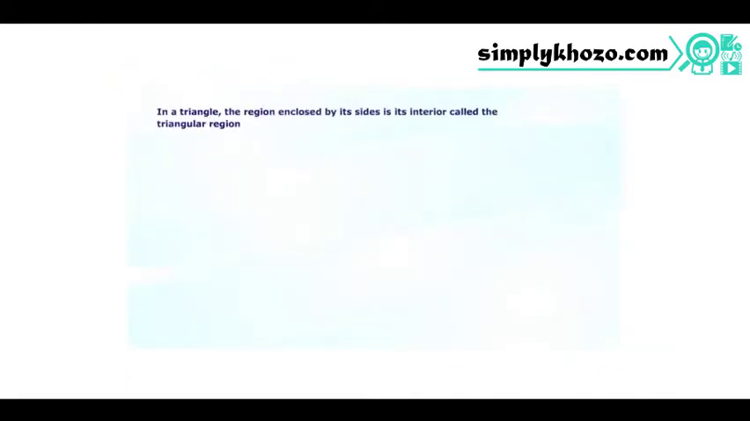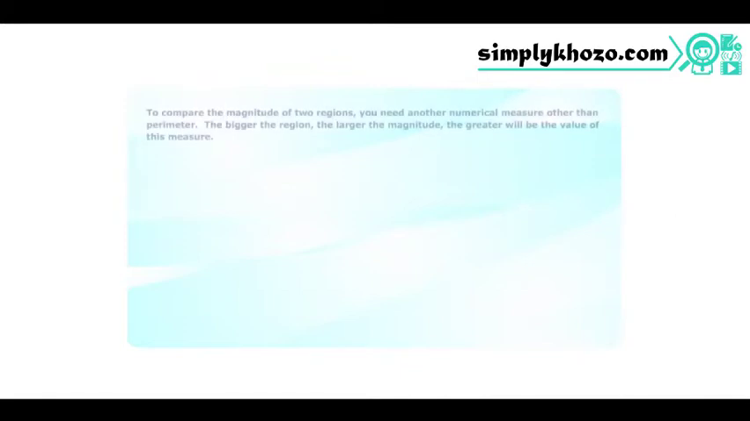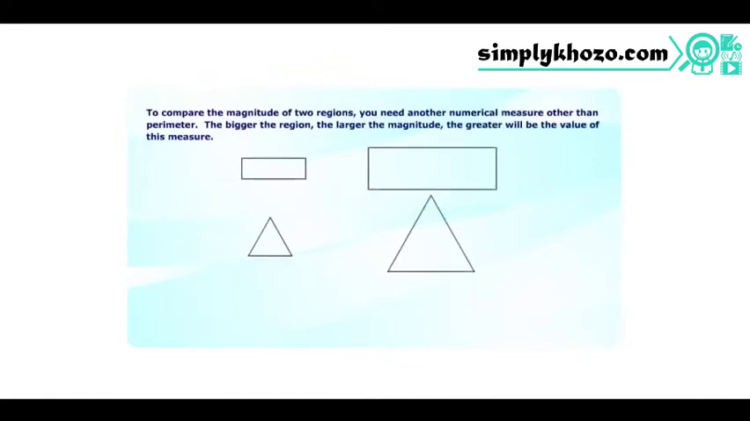In a triangle, the region enclosed by its sides, that is, its interior, is called the triangular region. For any plane figure, its magnitude is a measurement of its interior. To compare the magnitude of two regions, you need another numerical measure other than perimeter. The bigger the region, the larger the magnitude. The greater will be the value of this measure.